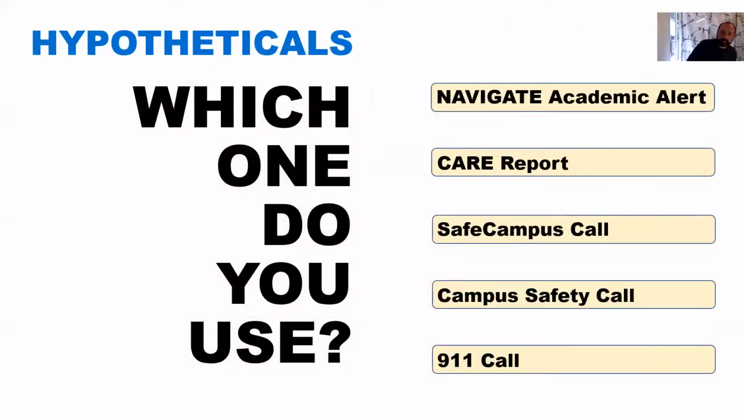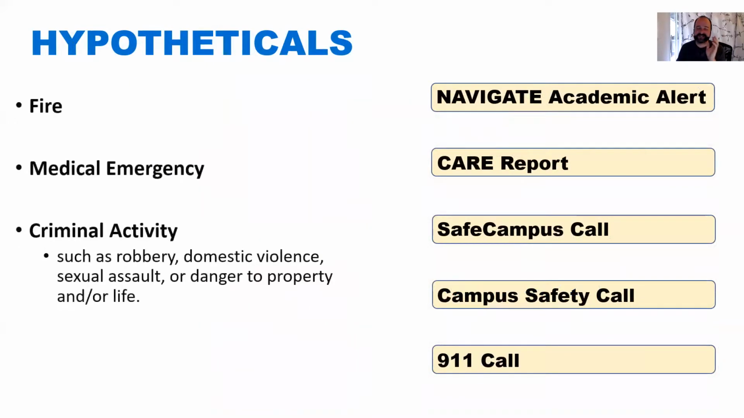911 is probably the easiest, right? So let's get 911 out of the way. If your student is on fire, if there's a medical emergency or a criminal activity is ongoing, like a robbery or domestic violence, sexual assault, dangerous situations, please call 911. Do not issue an academic alert. 911 for any kind of pressing fire, medical emergency, or criminal activity.